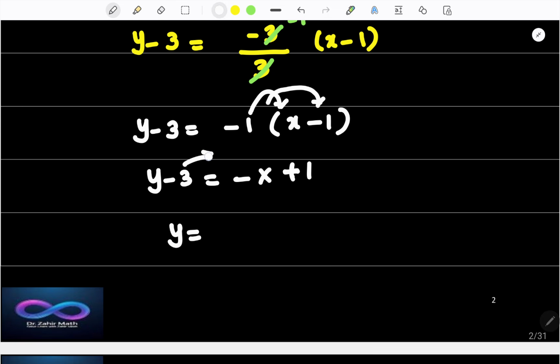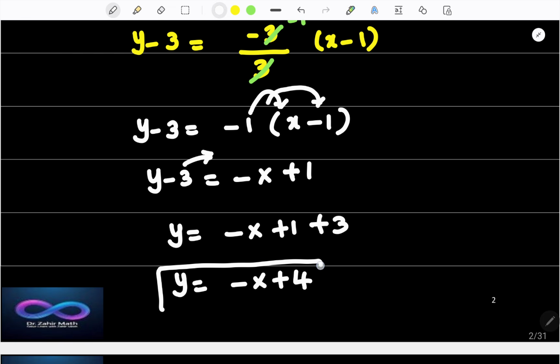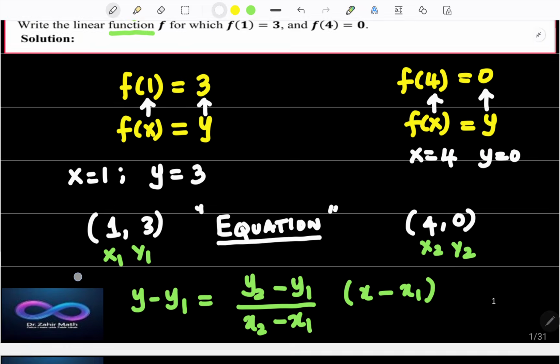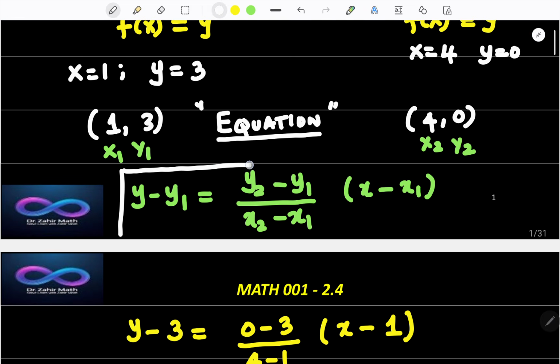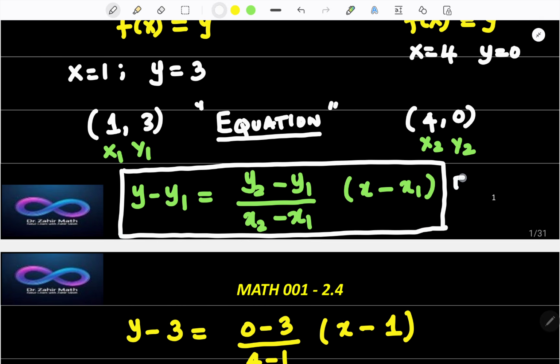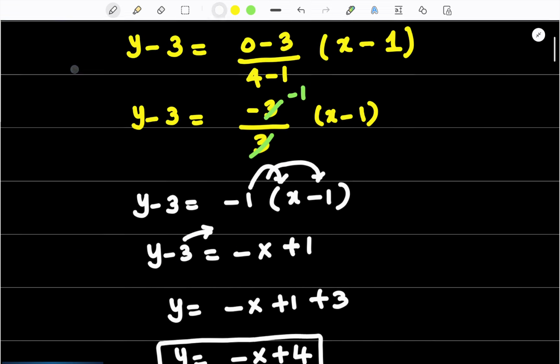So this is equal to what? Y equals, minus 3 goes that side, minus x plus 1 plus 3. So y equals minus x plus 4. This is the linear equation. Clear all of you? Right? Again I'm telling, 2 points are given. So when 2 points are given, you have to think about this formula which you studied in exercise 2.1. Remember, if you did not watch this video, go to video 2.1, Math 001 2.1. Watch this video and come back to this one, right?